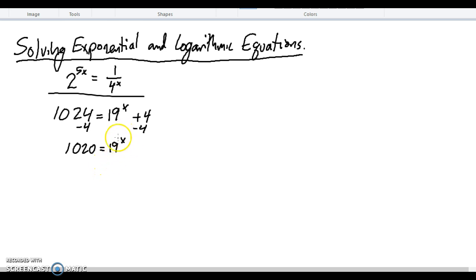The big thing is we need to make sure this exponent gets out of the exponent. This variable needs to get out of the exponent. We can't do that while we have exponentials. But if we had logarithms, we can pull the exponent out front. So we're going to take a logarithm of each side.